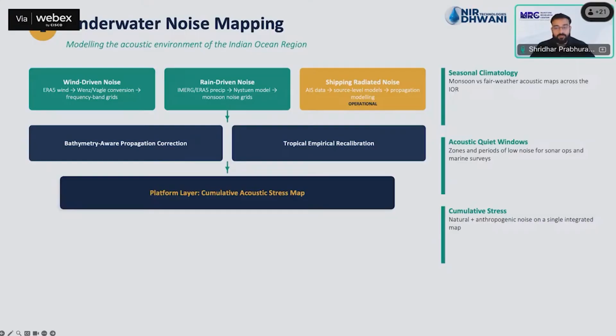Now, what we do is model these natural as well as anthropogenic sources and apply a propagation correction model, as in we construct a channel model that drives how acoustic propagation happens for the signals. We provide to it the environmental factors that impact the propagation of these signals, so the bathymetry, the sound speed profile, and all those things. And that overall gives us the cumulative acoustic stress map. That's the first module that we have delivered.